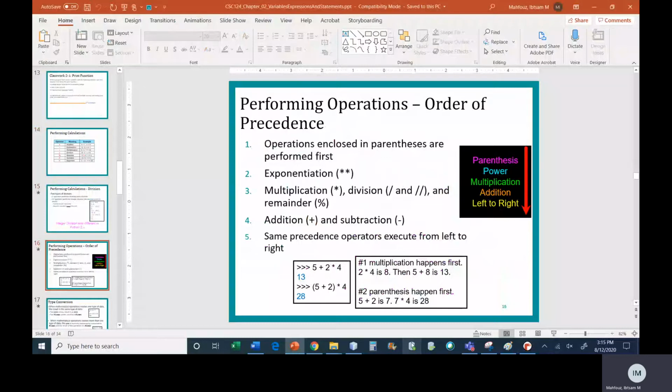So when you're creating a complicated expression that has a bunch of addition, subtraction, and maybe multiplication and division, you can use parentheses around it just to make sure that you get your order of precedence happening correctly.